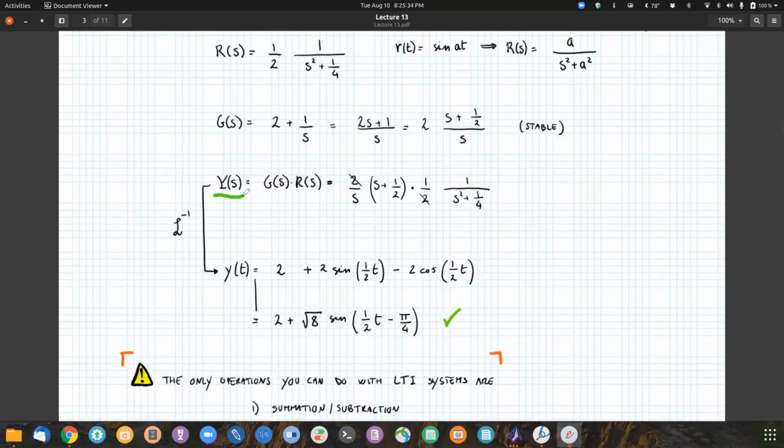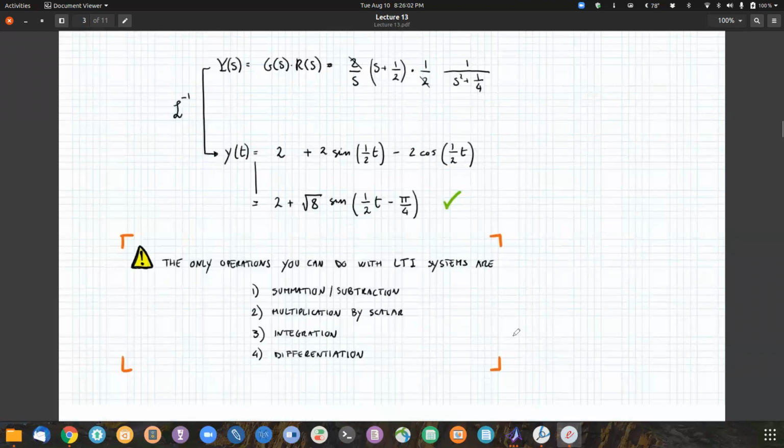All right, once we have the output, which you obtain by, as usual, multiplying the transfer function of the plant by the input, and you take the inverse Laplace transform, you can find the function in the time domain, which is exactly what we found earlier. That is 2 plus square root of 8 times sine of 1/2 t minus 45 degrees.